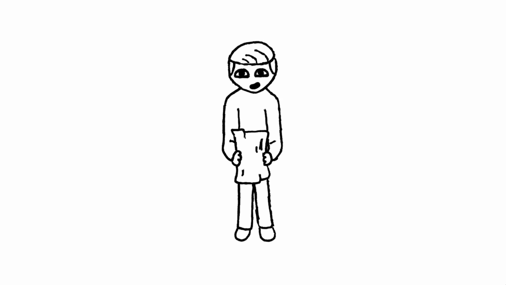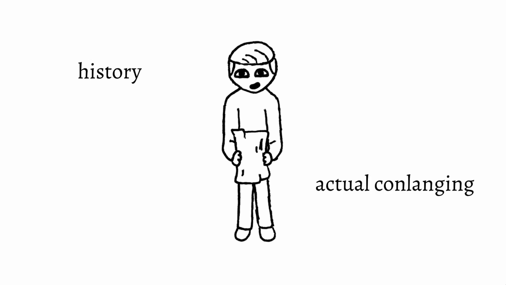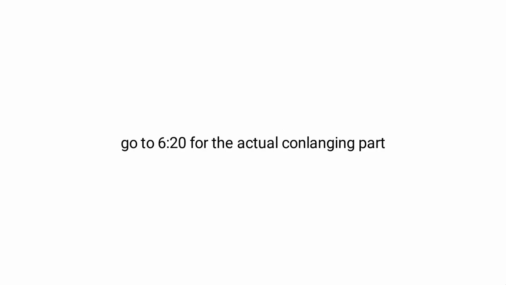There are going to be two parts, a history part and the actual conlanging part. The conlanging part starts around the time I start addressing and fixing the orthography. Due to the nature of my editing, I have no clue when that will be, so I'll put a note on screen if I remember, telling you where the serious conlanging actually begins.